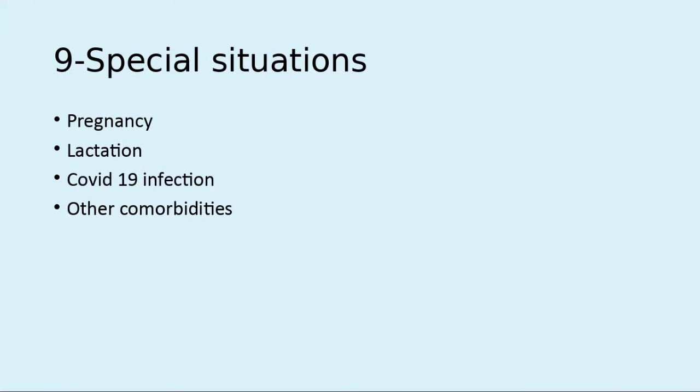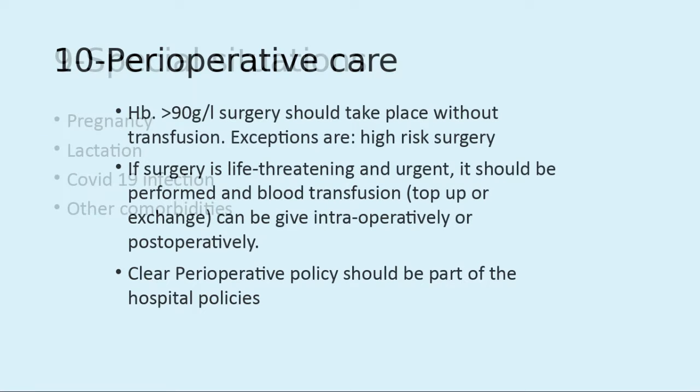Number nine is the special situation in sickle cell anemia. If the sickler becomes pregnant, this is a threat. If the patient is lactating, this is another difficulty. COVID-19 now has become a real problem because in addition to all of this, we know that sickle cell anemia is a state of abnormality in the immune system. So COVID-19 is a special threat for them, and other comorbidities are additional risks to those patients.